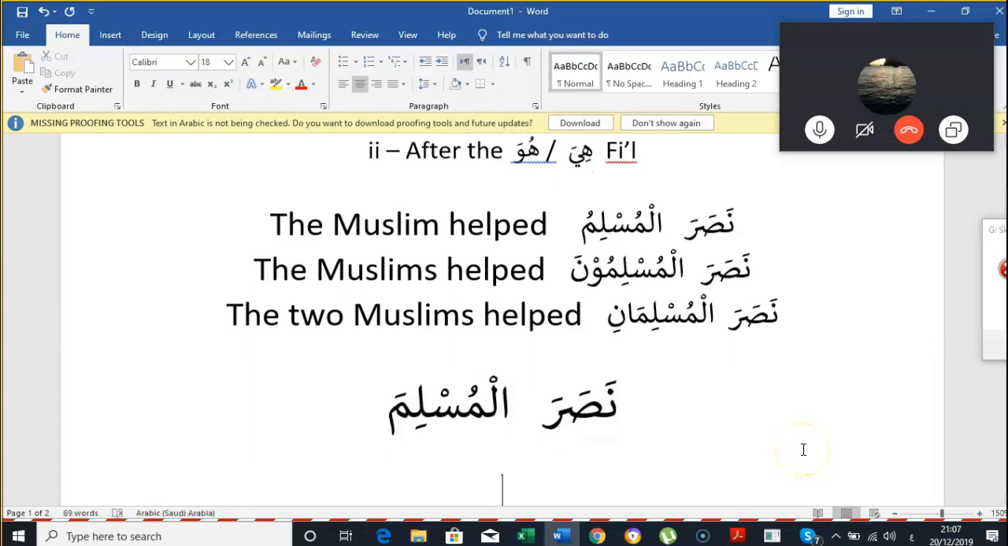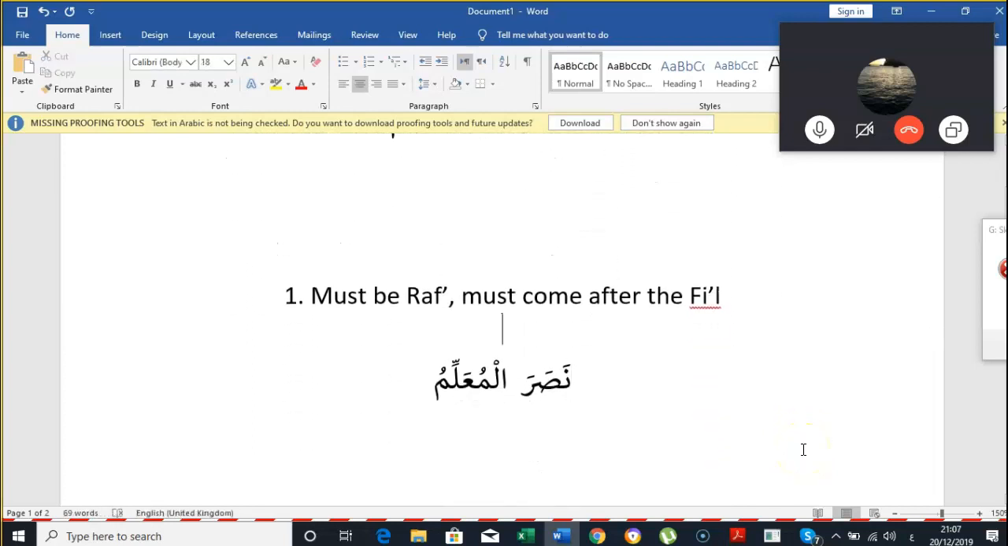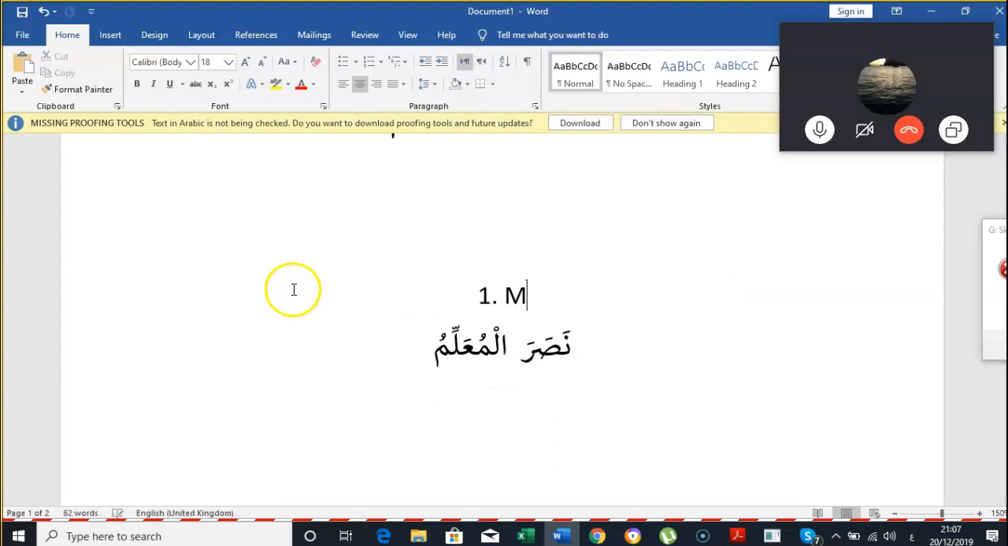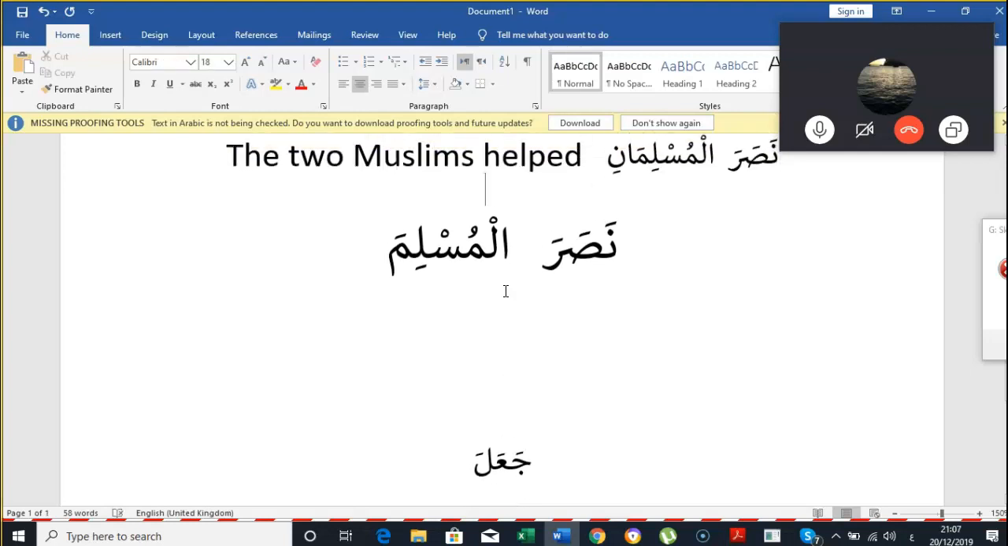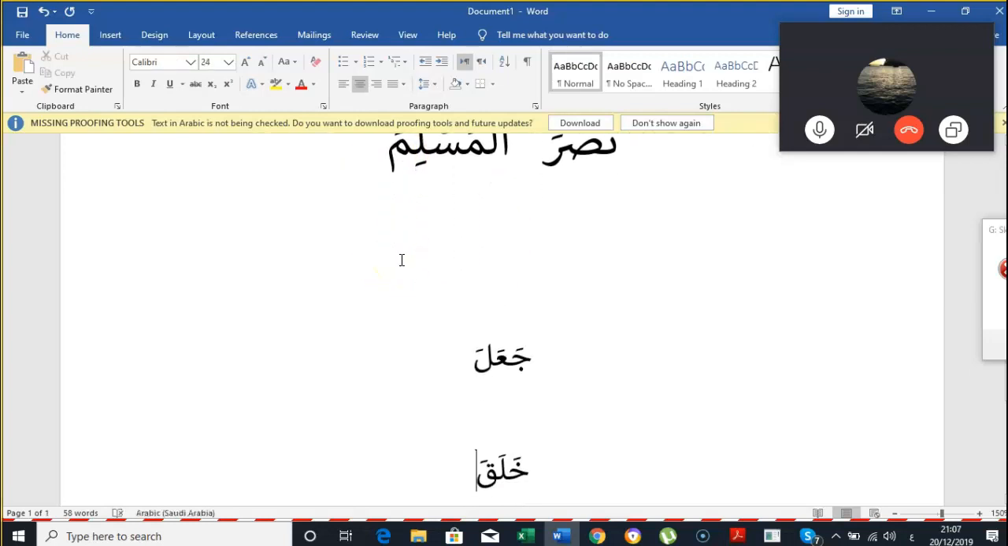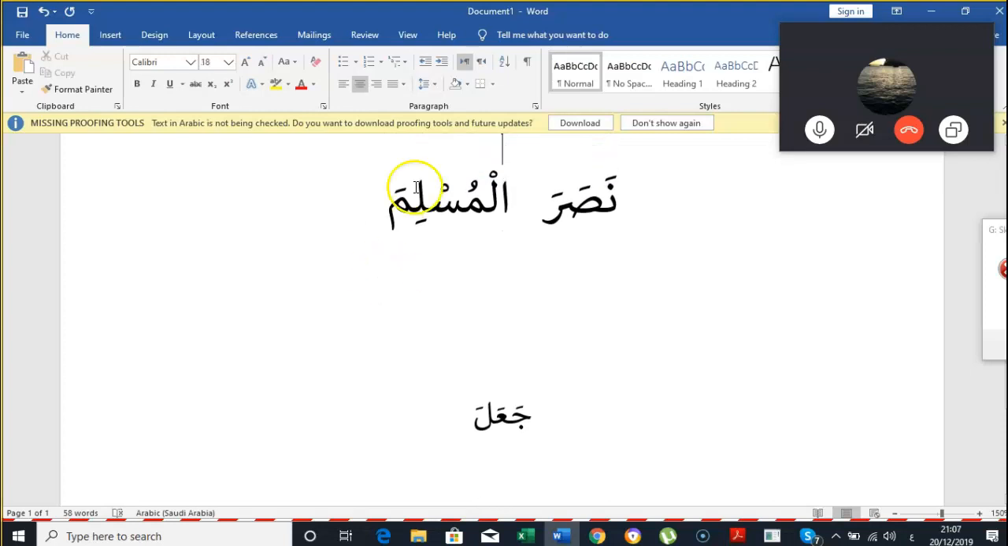Okay, how do you translate this? Wait, hold up. That word there, Nasr, that part. So close, so close. Say again. Would it be he helped the Muslim? Good, he helped the Muslim, yeah? Nasara, what does that mean? He, who helped? He helped, yeah?